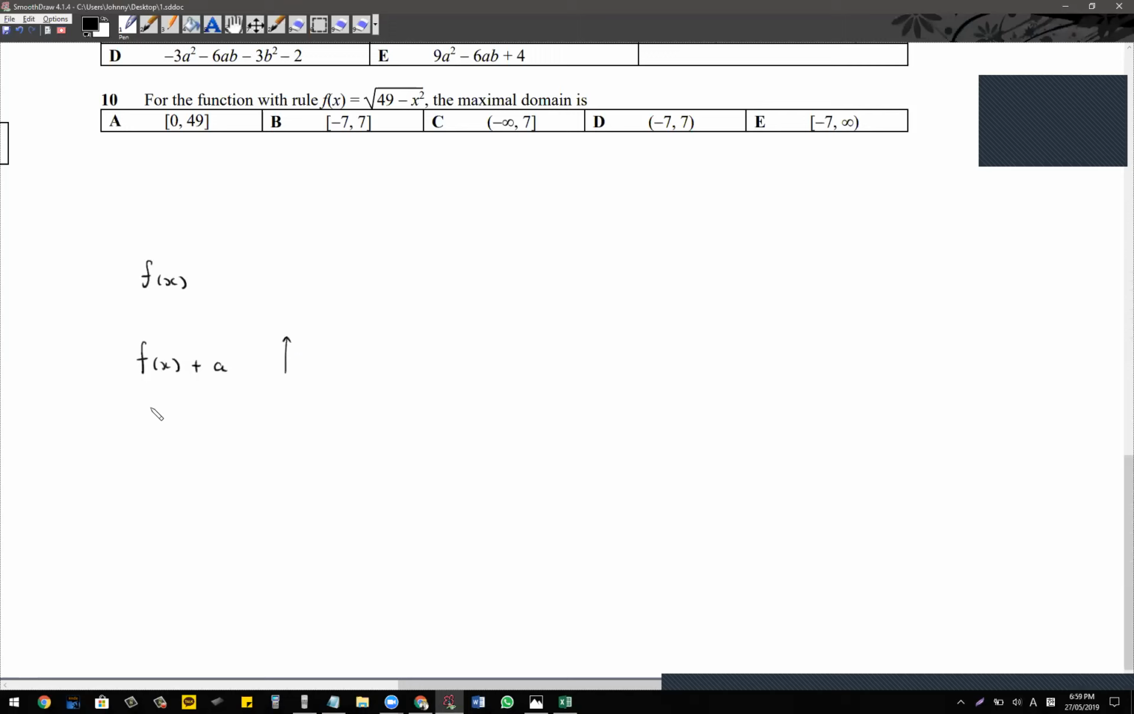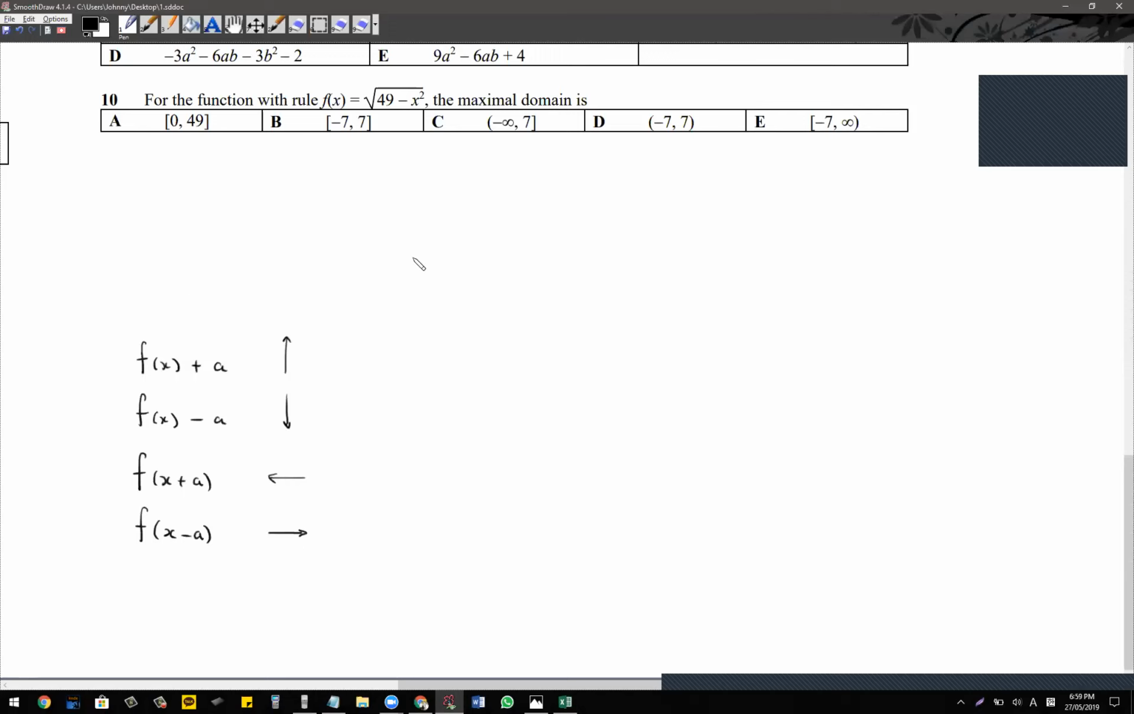upward by a. If you have function f of x minus a, then it'll shift the curve down by a. If you have function of x plus a, then it'll shift the graph to the left by a. If you have a function that is x minus a, then this will shift the graph to the right by a. So it's positive then left, negative then right, okay?